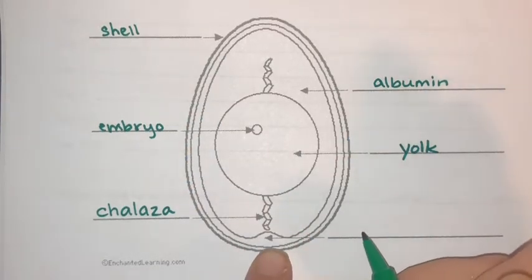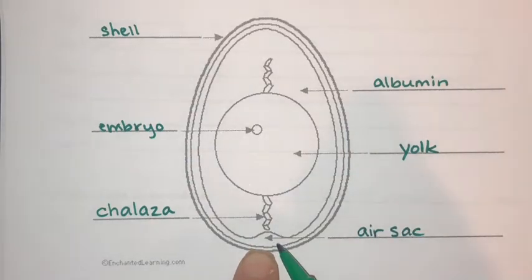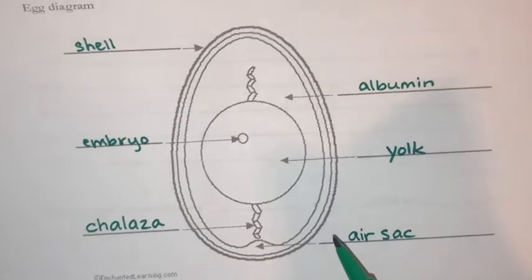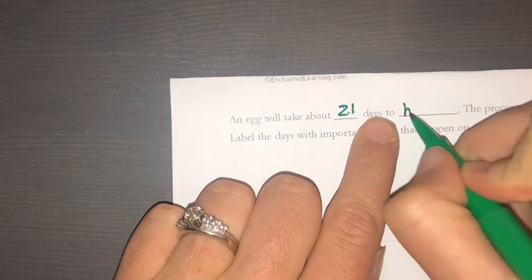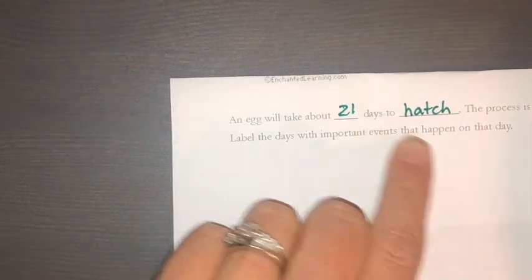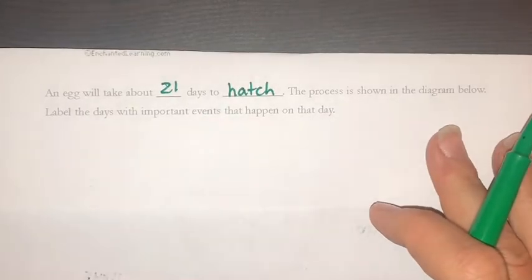And then right down here, we have something called the air sac. The air sac is where the little chick is going to poke its beak into when it's about ready to hatch, so it can get a breath of oxygen and have enough air to be able to force its way out through the shell. A chicken egg, specifically, takes about 21 days to hatch. Different species of birds take different lengths of time. If you're curious, I would encourage you to just look it up by bird. They all take a different number of days.